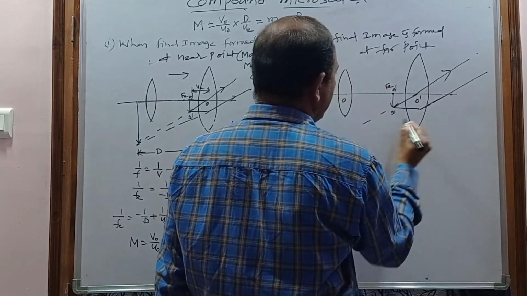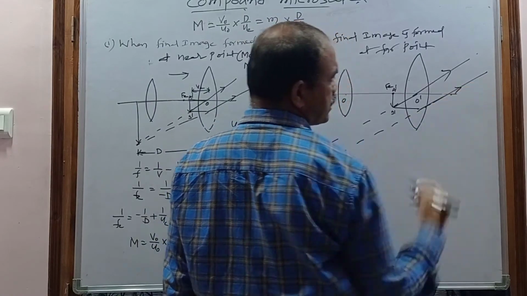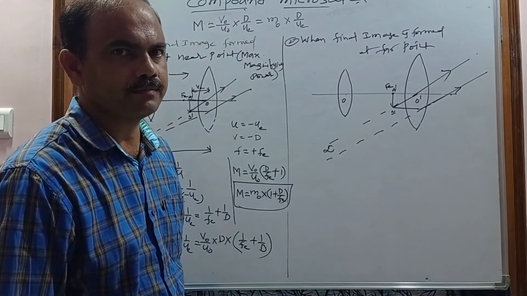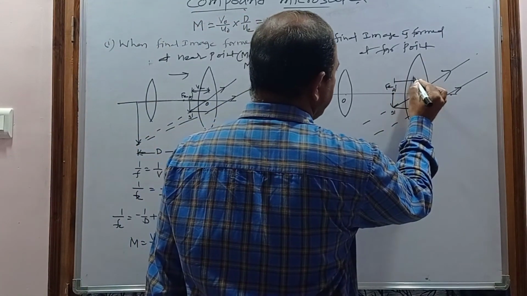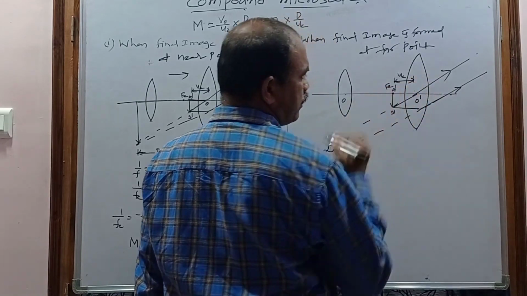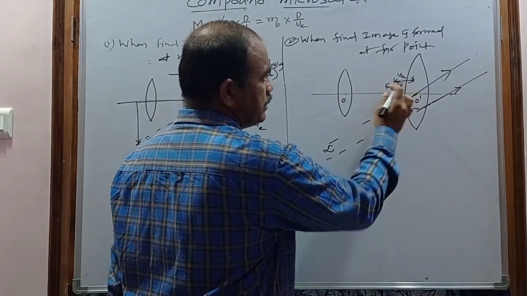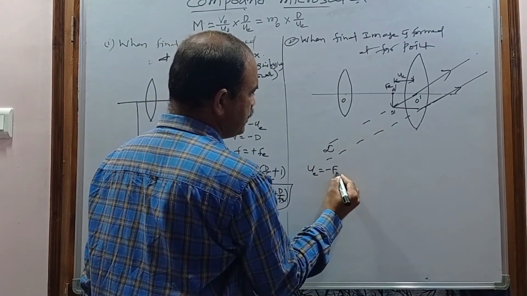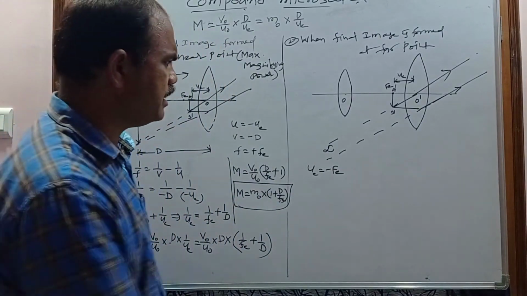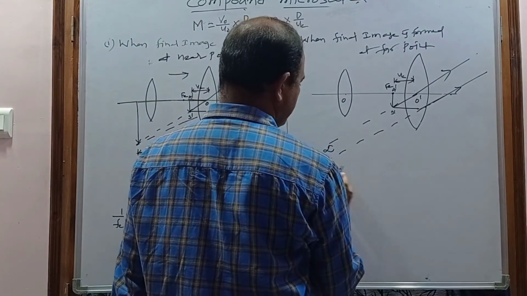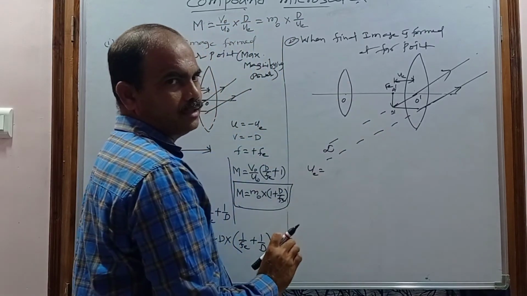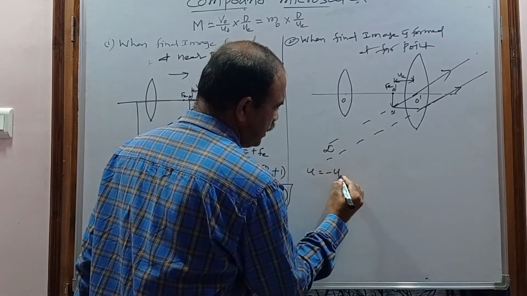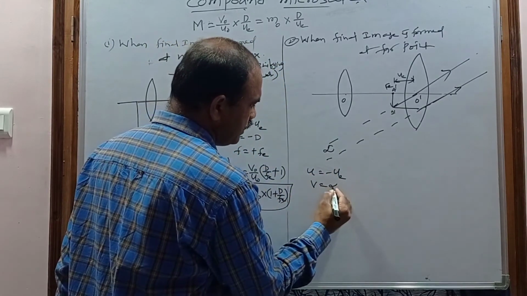So the image is formed at infinity. Now these rays are parallel to each other. But here the object distance becomes how much? u suffix e equal to f suffix e. And now it becomes negative, so u suffix e equal to minus f suffix e. So this object distance is u equal to minus u suffix e, where the image is formed at infinity.